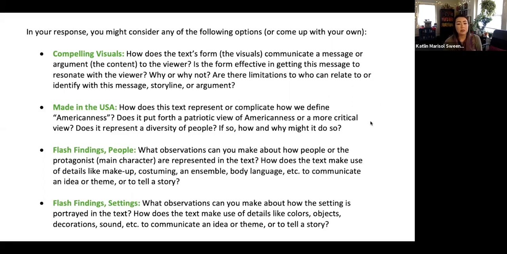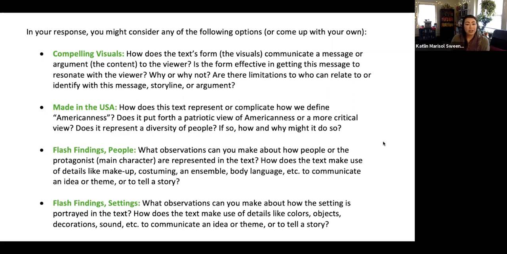Your second option is Made in the USA. How does this text represent or complicate how we define Americanness? Does it put forth a patriotic view of Americanness or a more critical view? Does it represent a diversity of people? If so, how and why might it do so?